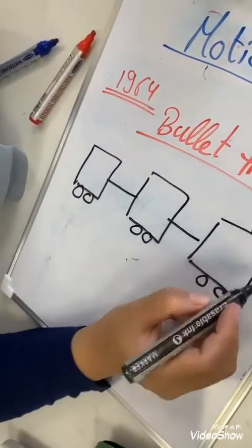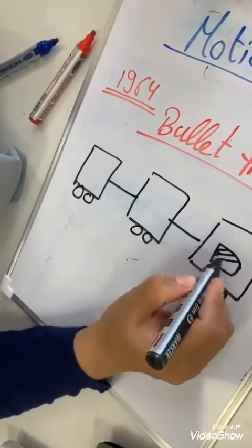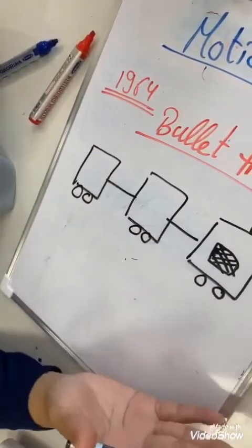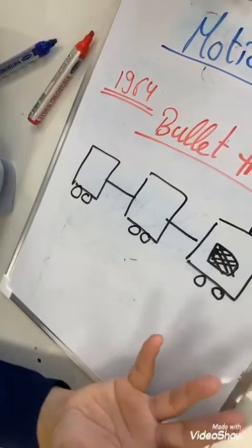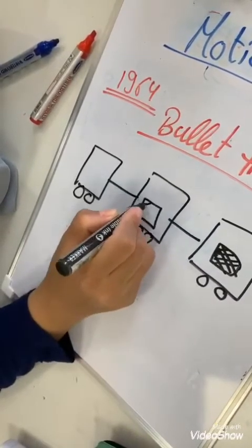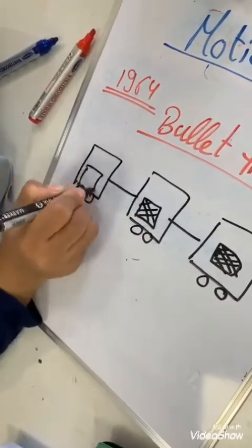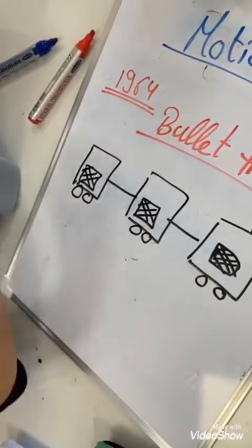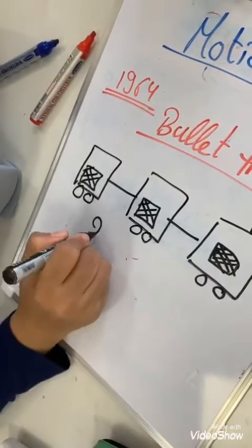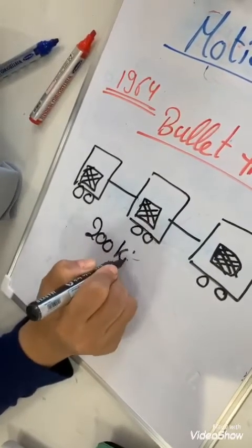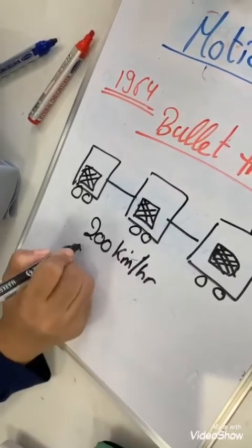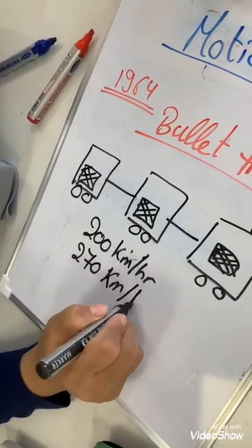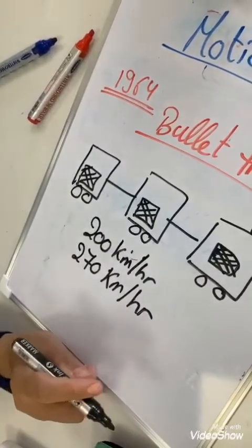This is the first car, the engine is here, right? In Japan they invented a new thing: they put a motor or engine in each car. This gave the train a much higher speed than the normal train. So the speed of this train reached 200 kilometers per hour. Then it was developed to more, which is 270 kilometers per hour.